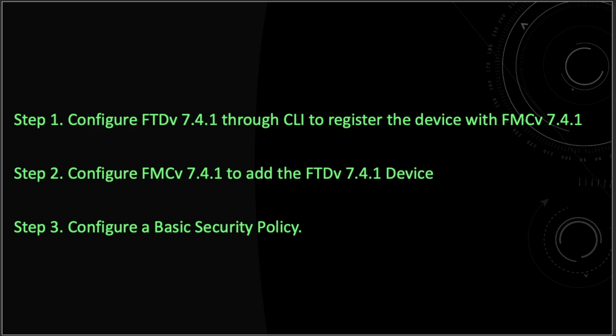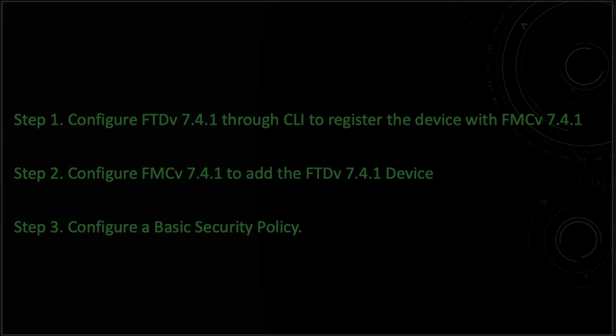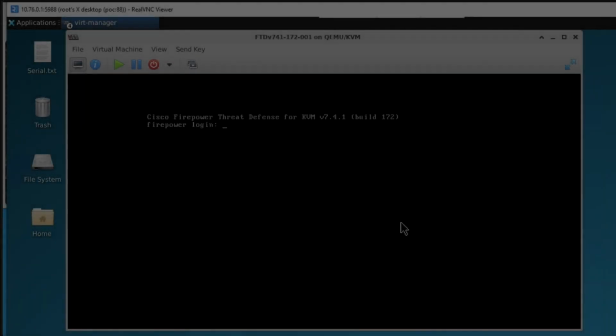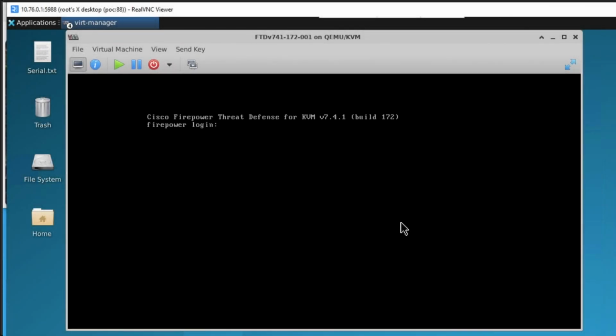Once that's done, I'll show you how to configure a basic security policy from scratch so that the firewall can start to perform its duty. Okay, now let's hop over to the FTDv command line. I have a new firewall threat defense virtual appliance freshly installed.